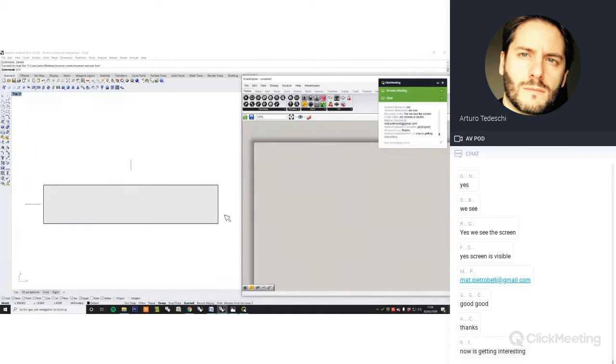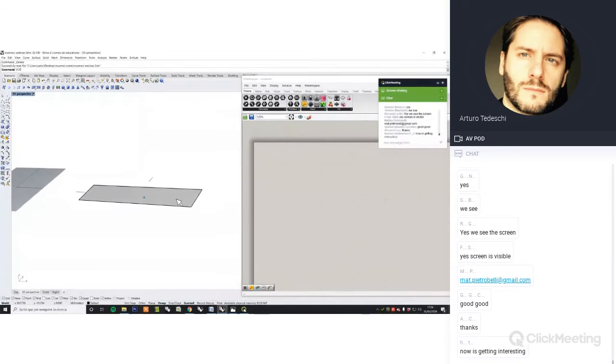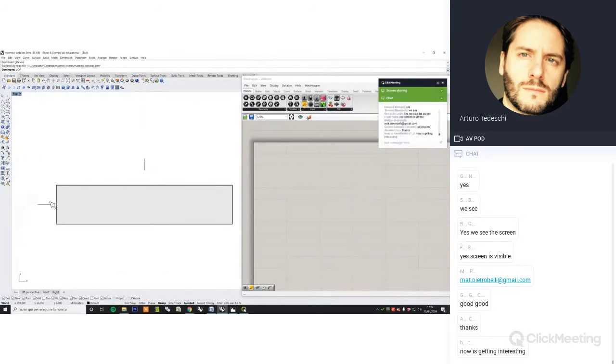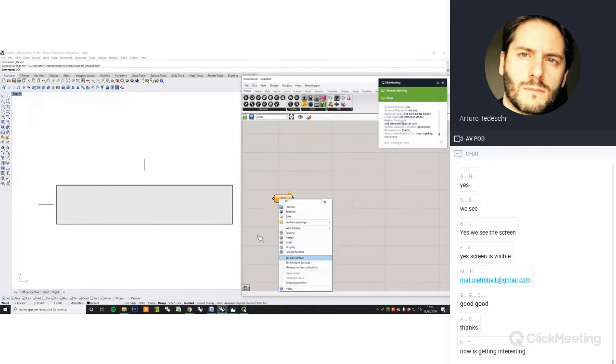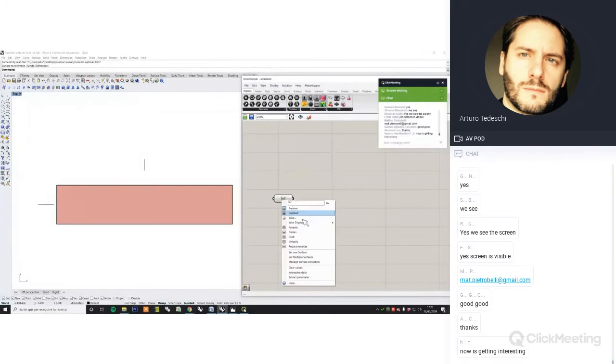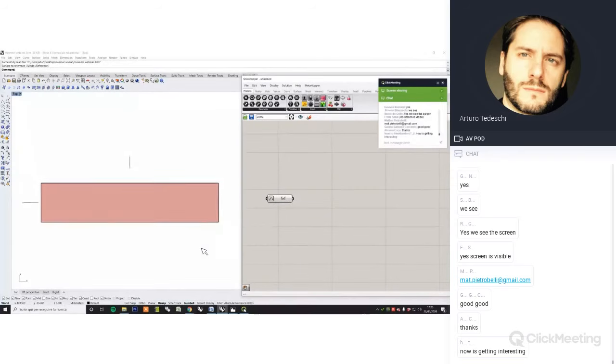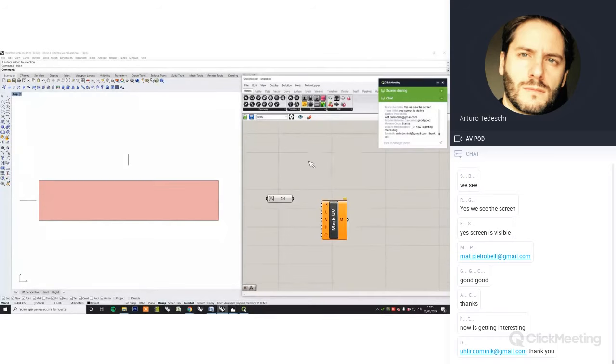So let's start with a simple rectangular surface. No tricks, this is just a simple rectangular surface. I just have a couple of references for the symmetry axis. The first thing to do is, of course, getting the surface with the surface component like this, and reparametrize. We can also turn off the preview of our mesh, and then we can use, once again, mesh surface.